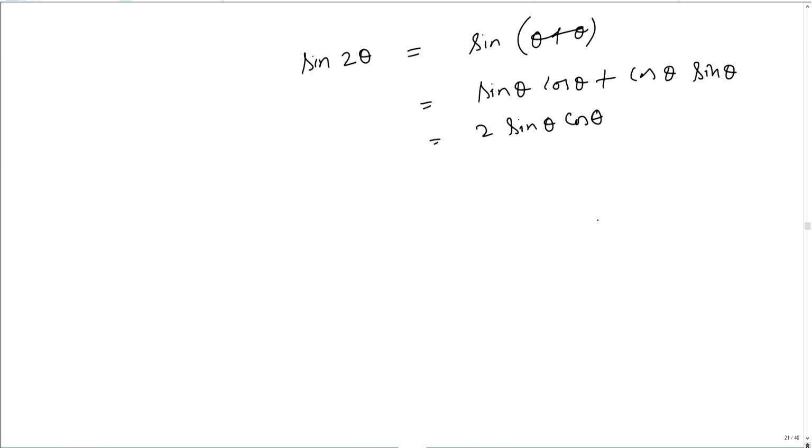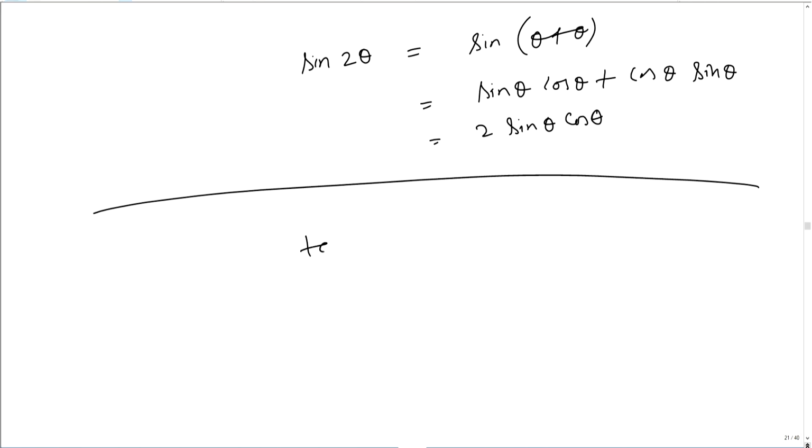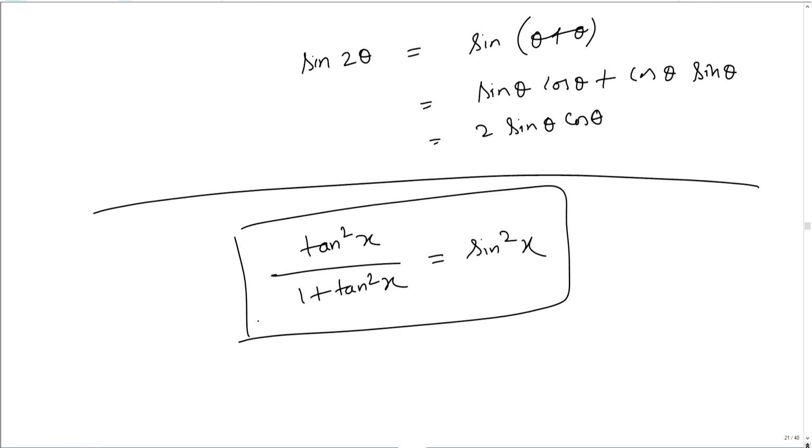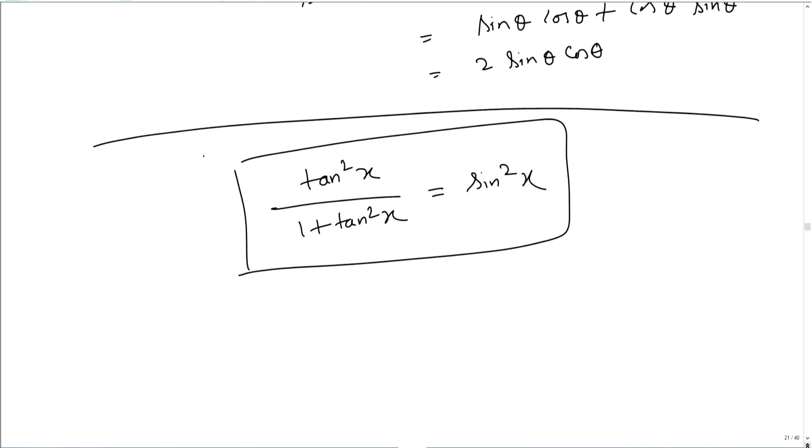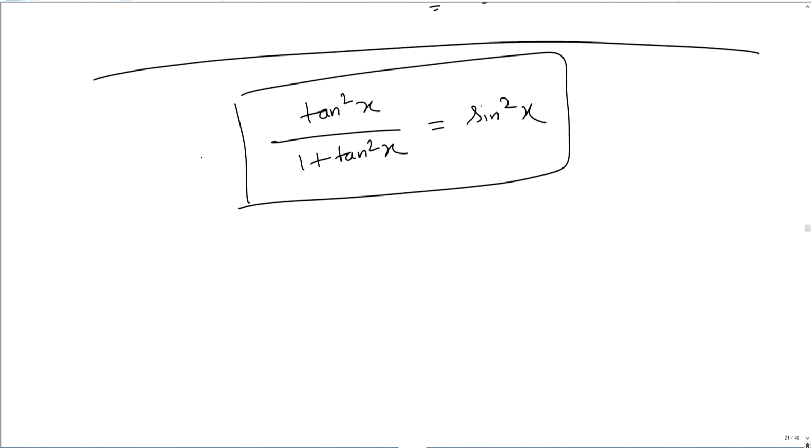Okay. Now, let us try one more identity. So, let us say you have this tan square x divided by 1 plus tan square x, and you have to prove that this is equal to sin square x. By the way, it is not necessary that you use theta every time, because that is just an input variable. You can use x as well. It is just that x or theta would take values in radians, basically, which would be a set of real numbers. Okay, let us do this.